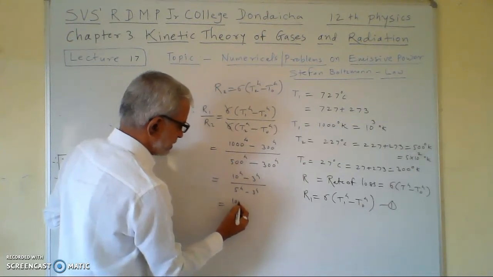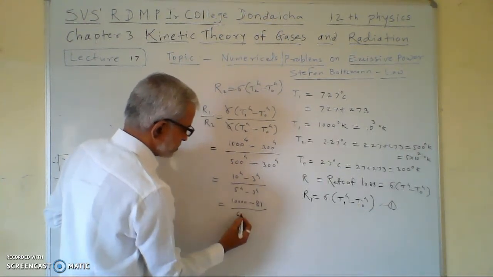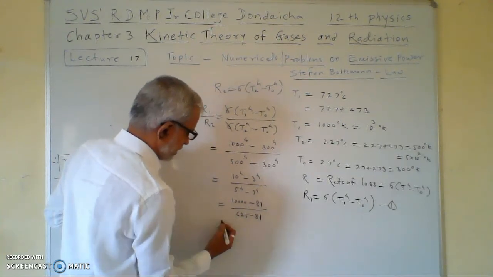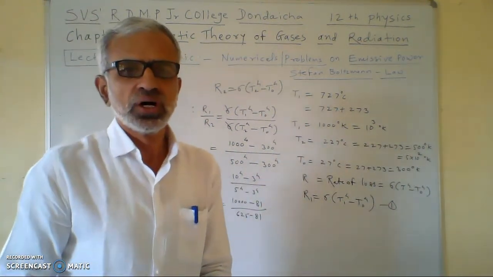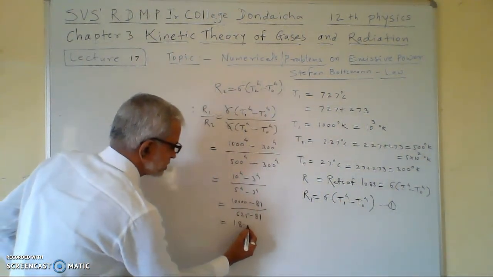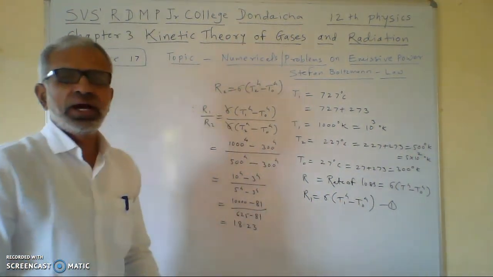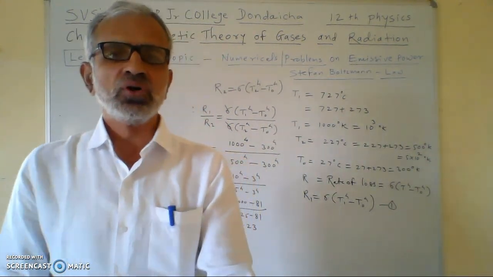This will be 10,000 minus 81 upon 625 minus 81, and its final answer is found to be 18.23. So this is 18.23, and this is the final answer, and that's all about today's lecture.